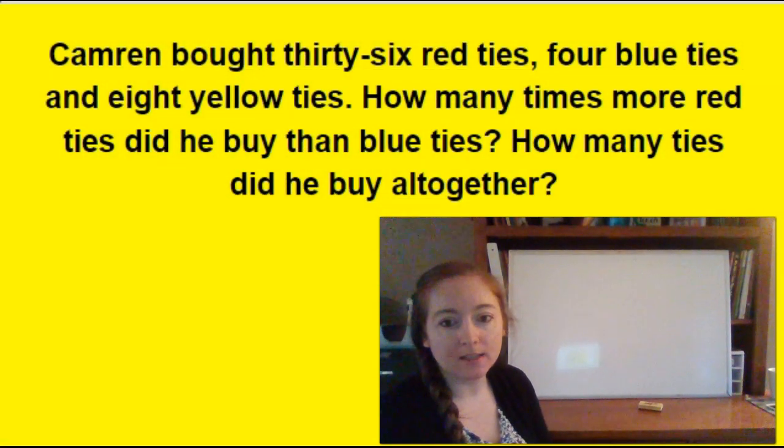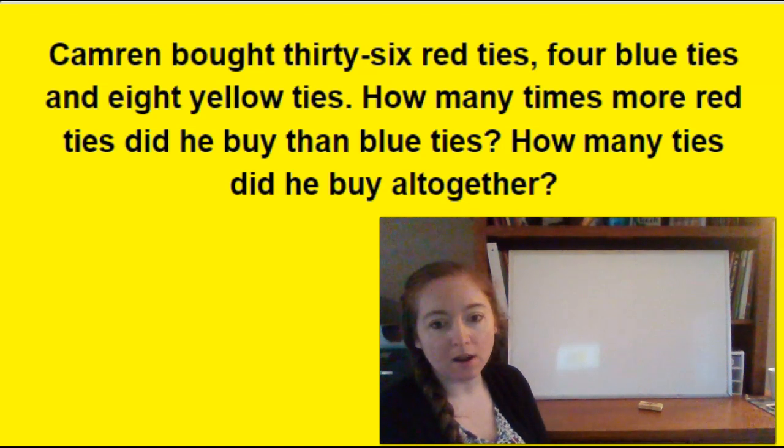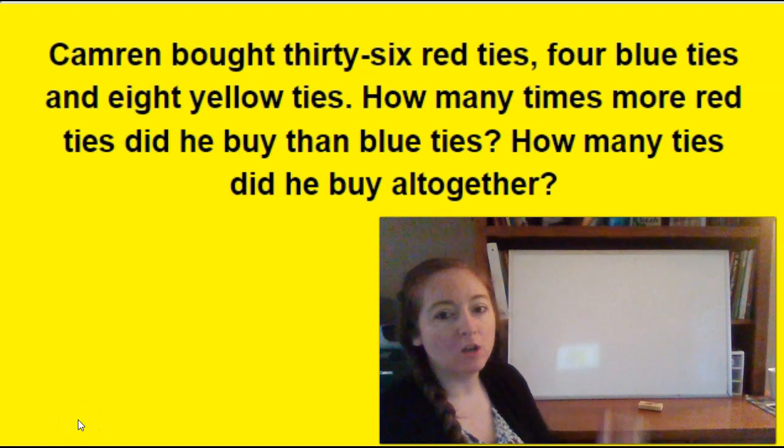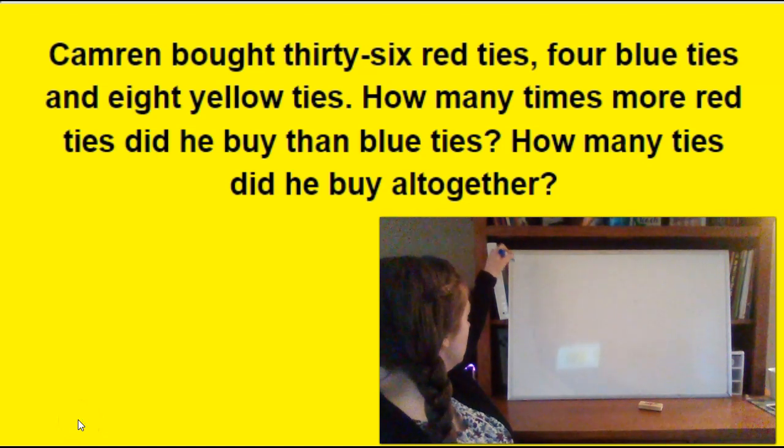Cameron bought 36 red ties, 4 blue ties, and 8 yellow ties. How many more red ties did he buy than blue ties? How many ties did he buy altogether? All right, the first thing we do when we read is we pull out the information. So we know that he has red ties.